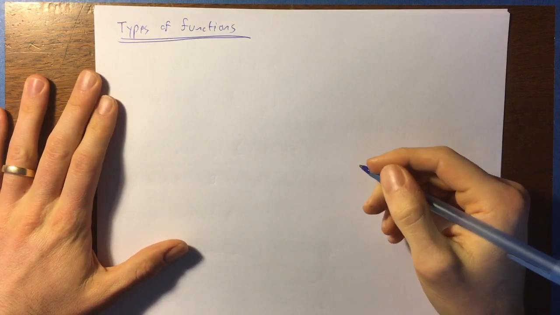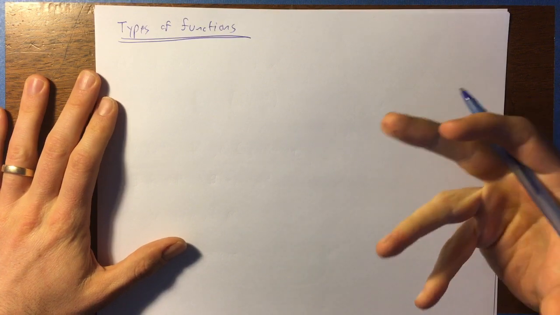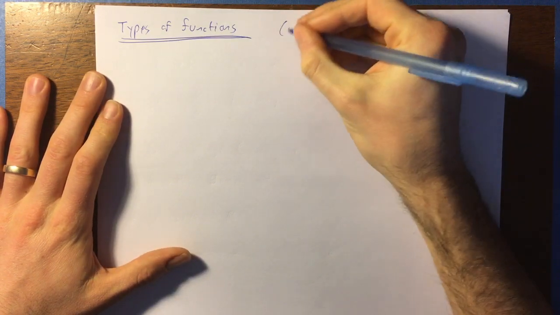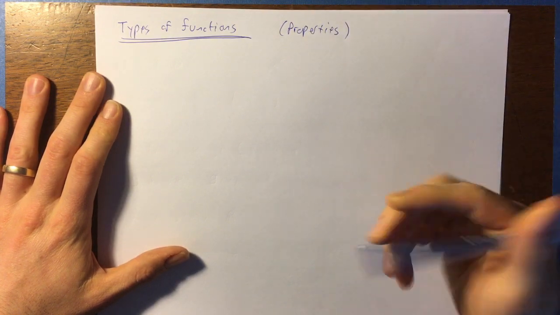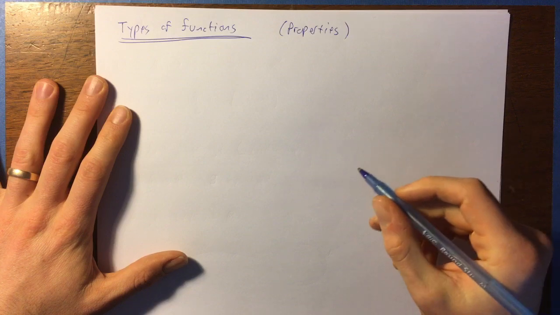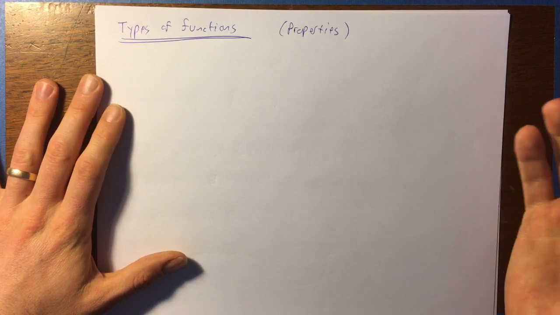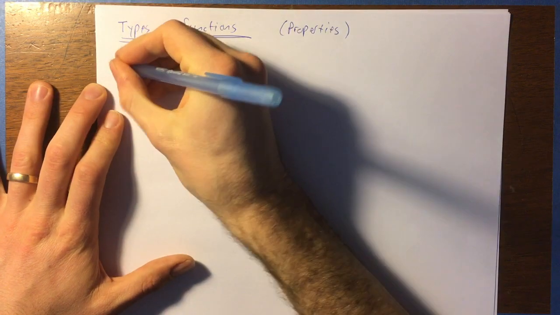All right. So we're going to go over a few different types of functions. These are sort of like properties that functions can have. So you might want to think about it that way. These are properties that some functions can have. Not every function is going to have one of these properties. Some functions will have none of these, but these are some vocab terms that we're going to want to know about.